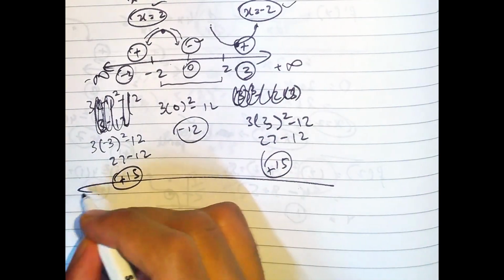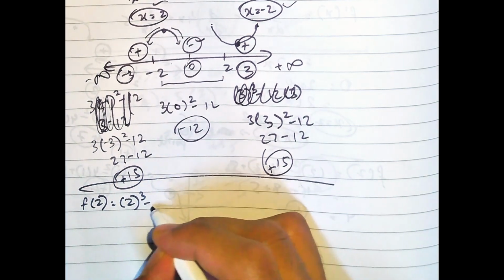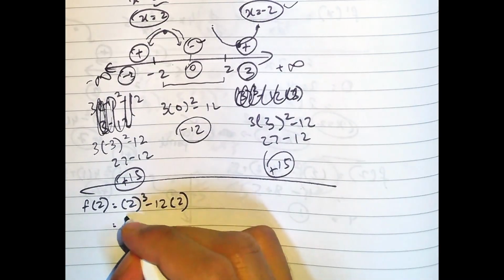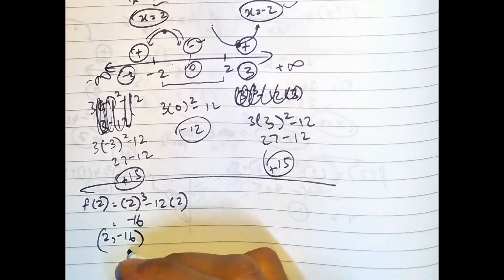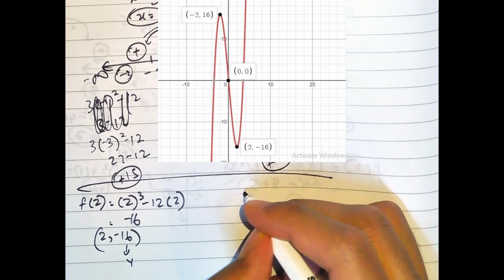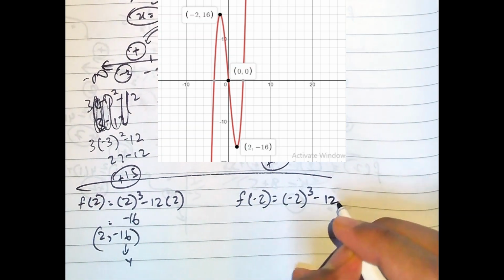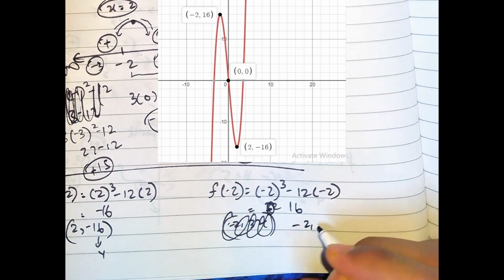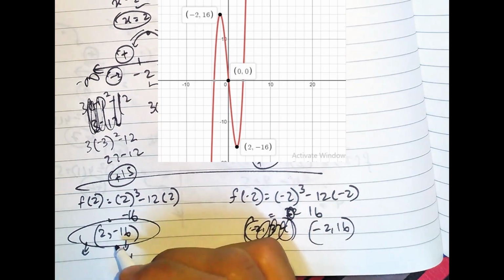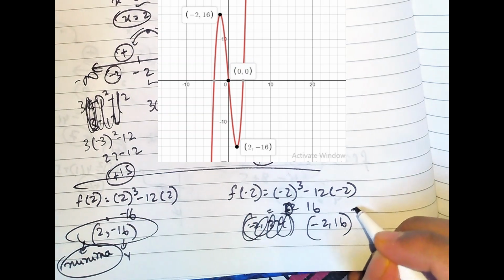So if we put in 2, f at 2 will be 2 cubed minus 12 times 2, so this will be negative 16. So at 2 we have a y value of negative 16, of course. And if we put in negative 2, f at negative 2 will be negative 2 cubed minus 12 times negative 2, so it will be positive 16. So at negative 2, we have the value positive 16. So x is equal to 2 is my minima, the lowest possible value. This one is my maximum.